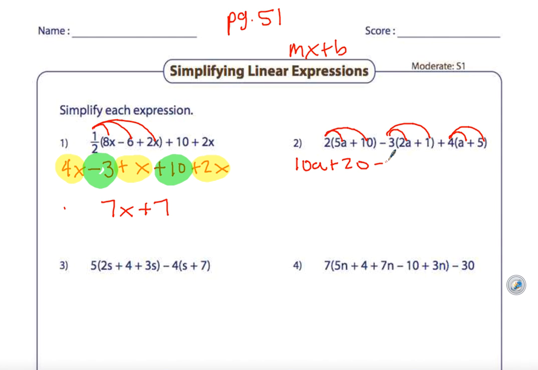So 2 times 5a would make 10a, 2 times 10 would make 20. -3 times 2a would make -6a, and -3 times 1 would make -3. 4 times a would make 4a, and 4 times 5 would make 20.